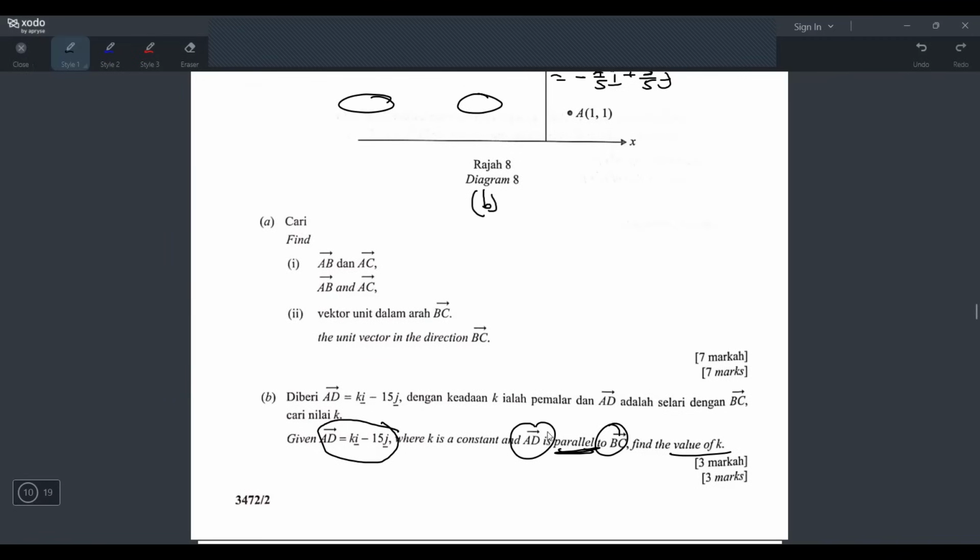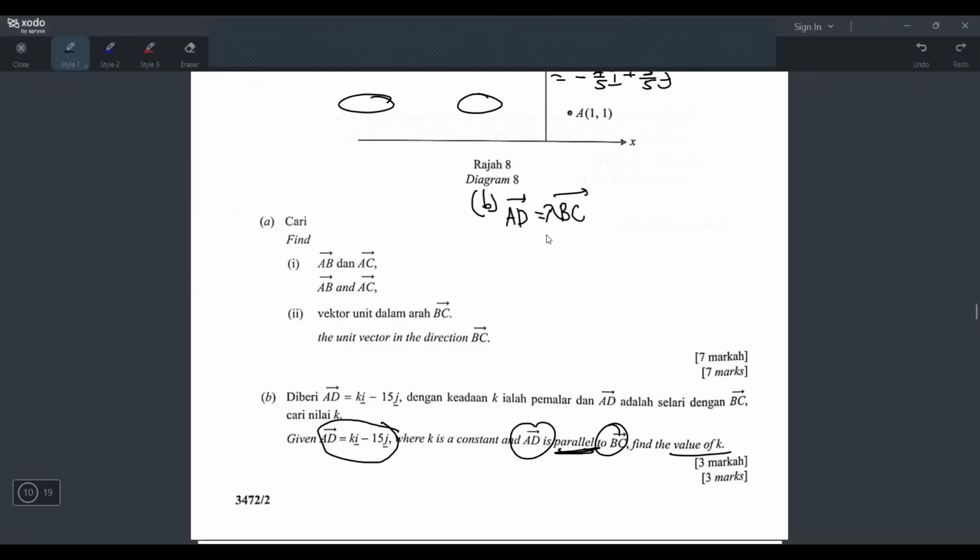The textbook method is, if two vectors are parallel, AD parallel to BC, it means you can take these two vectors equal, but you have to add one unknown here. Usually I will add K, but this question doesn't use K because there is already a K here. So let's use another alphabet. I will use lambda, or you can use M also. Whatever, M, X, Y, Z, anything is fine. But try not to use an alphabet that is already in the question.